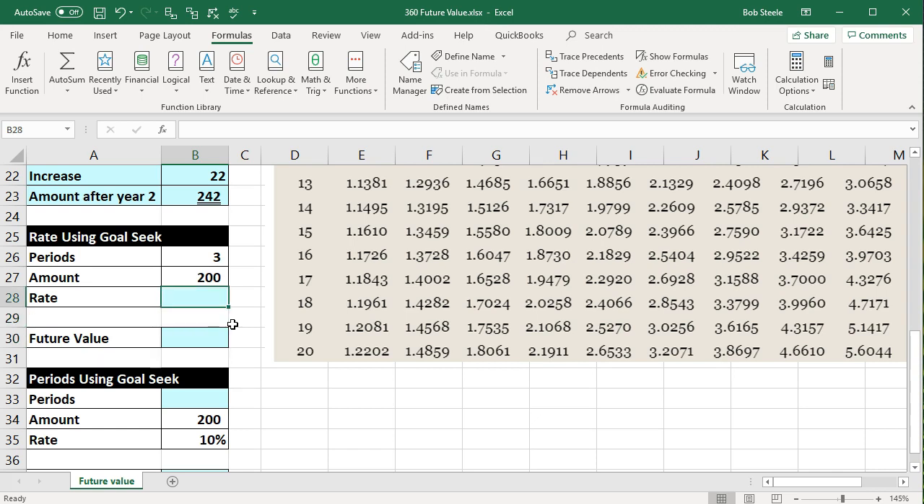So let's do that. We're going to say, okay, let's just choose a rate. Let's say, I don't know, 2%. 2% on the rate. And then we'll go down and we'll put in our future value formula, hoping to get 242, knowing we won't because we just guessed a rate out of nowhere. It's not going to be right. But we want to get the function in first.